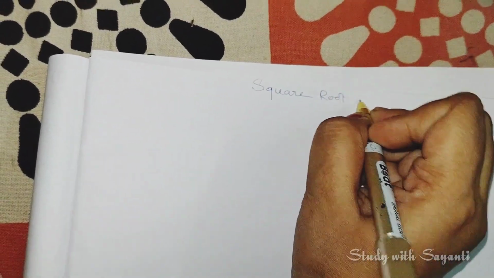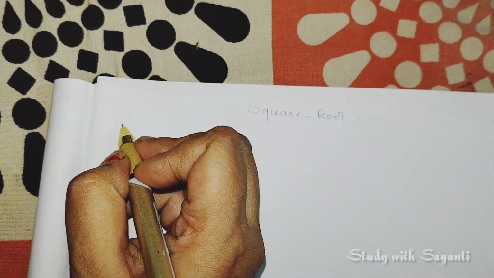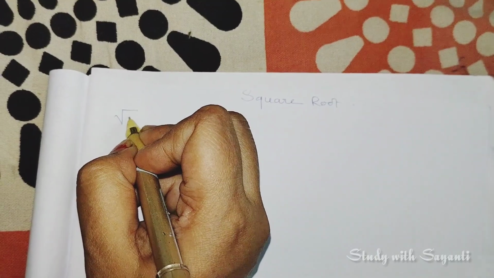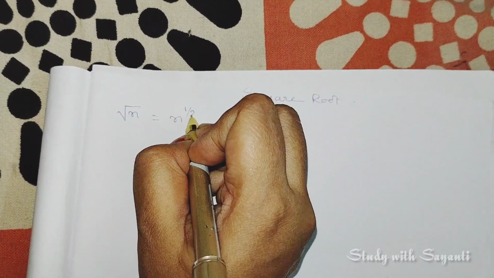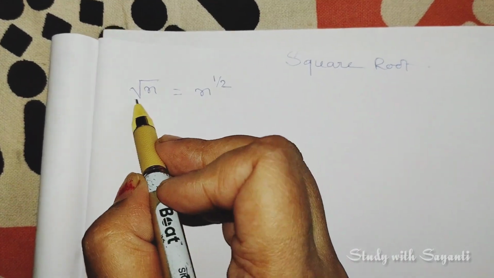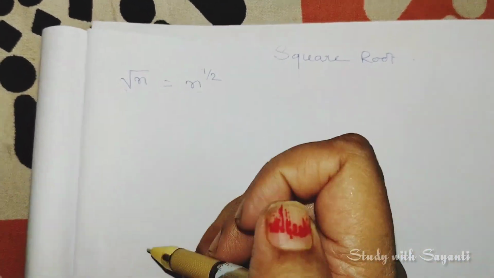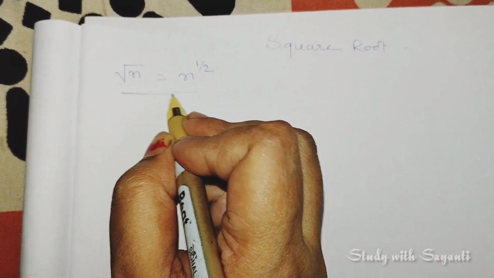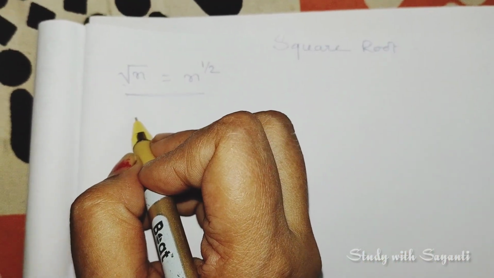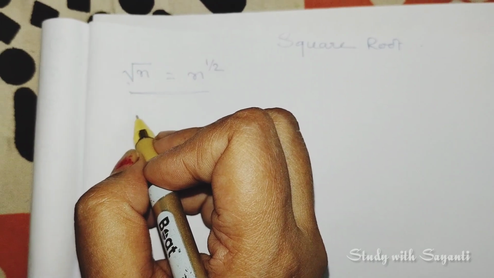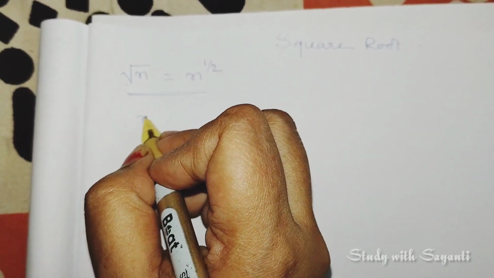Now let's go to the topic square root. Square root is just the reverse process of doing square. When we write root n, the value of the root is half, so we can write it as n to the power half also. Now let's take a number that is n square.